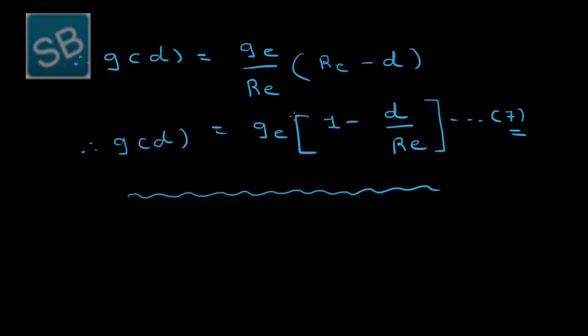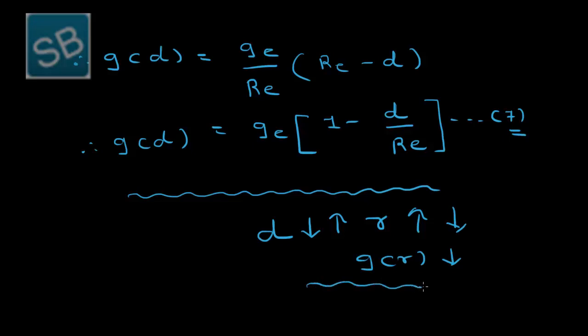Now, as we have seen, the gravitational acceleration at the depth d has a smaller value than that at the Earth's surface. So as I told you, as the depth decreases, the value of r increases. But here the depth is increasing and the value of r is decreasing. So the value of g of r will also decrease.